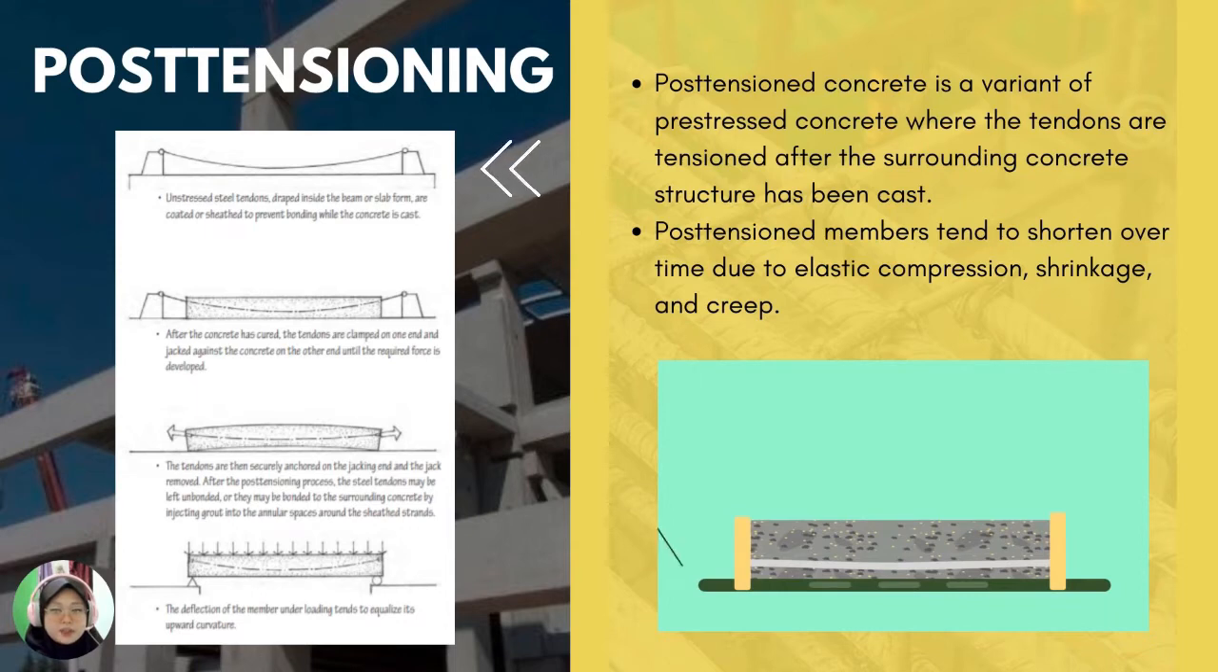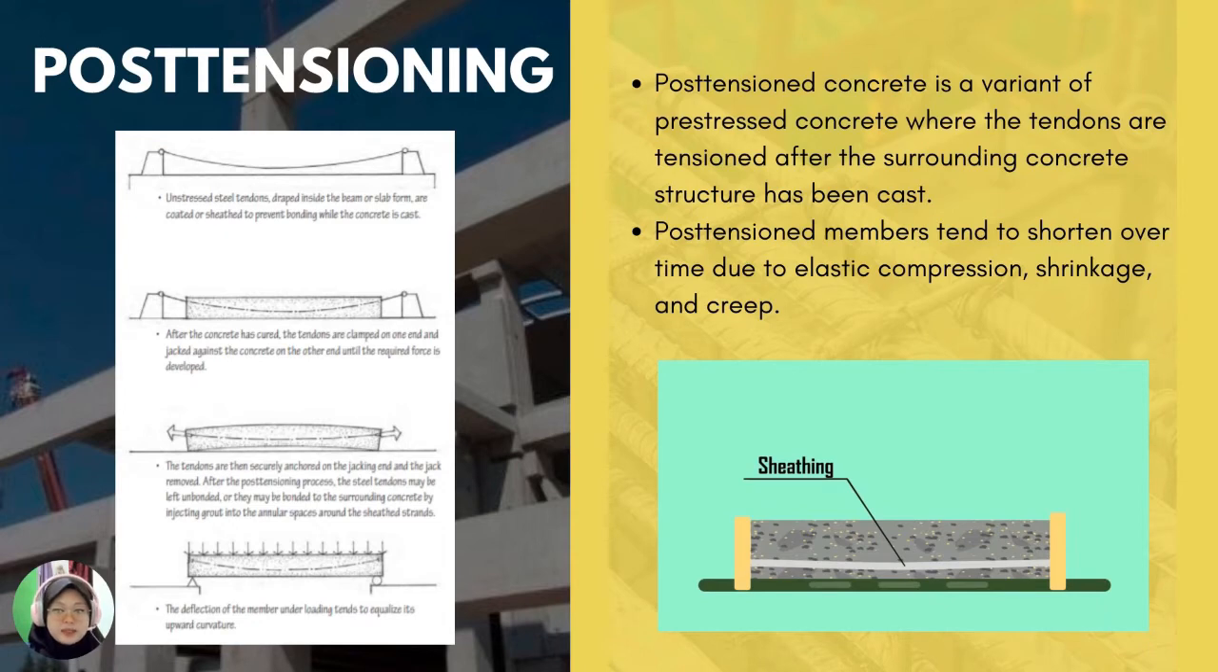So here is how post-tensioning works. First, unstressed steel tendons draped inside the beam or slab form are coated or sheathed to prevent bonding while the concrete is cast. Second, after the concrete has cured, the tendons are clamped on one end and jacked against the concrete on the other end until the required force is developed. Third, the tendons are then securely anchored on the jacking end and the jack removed.